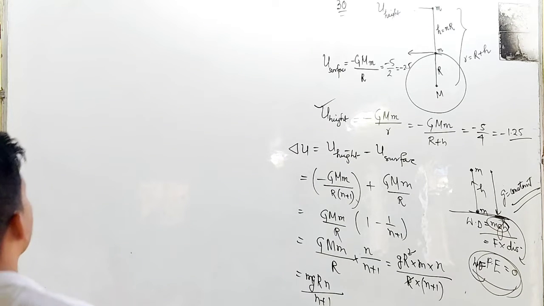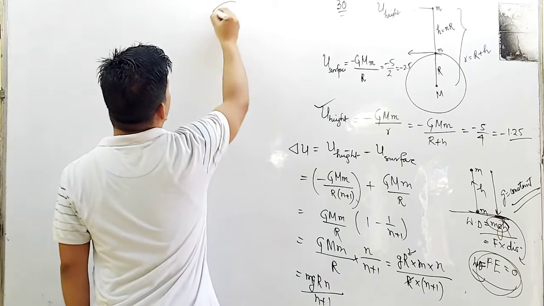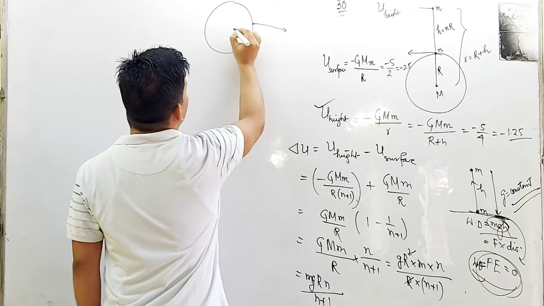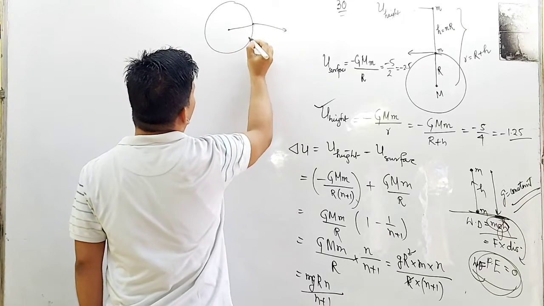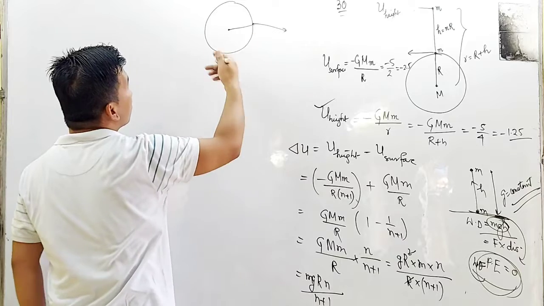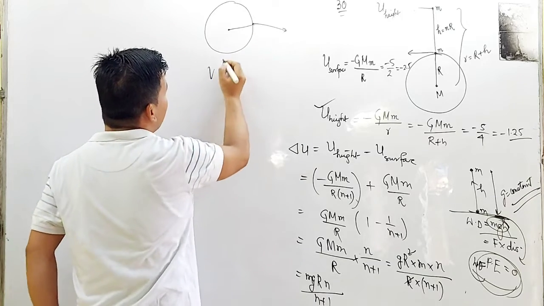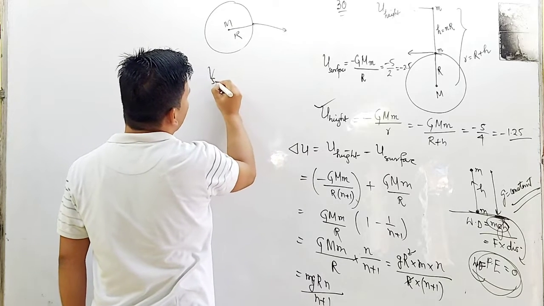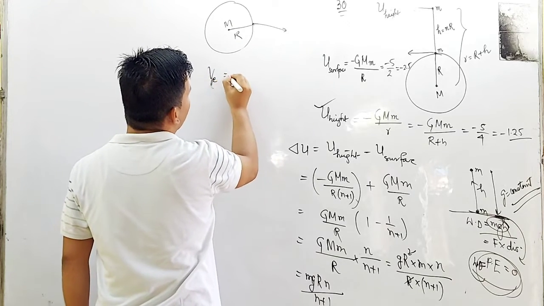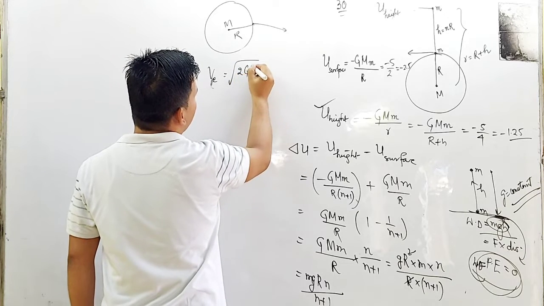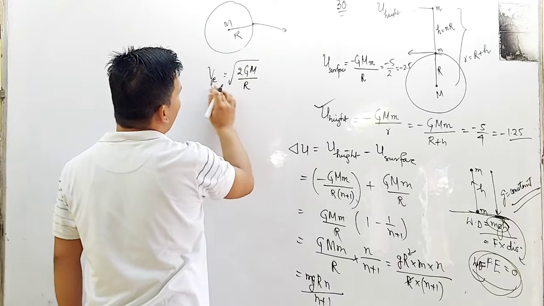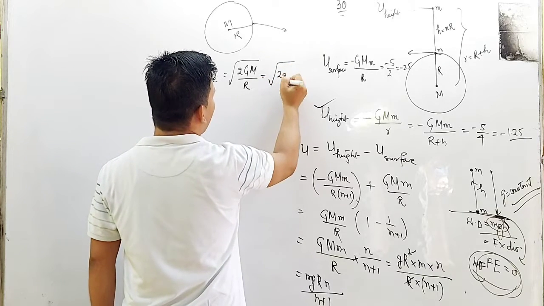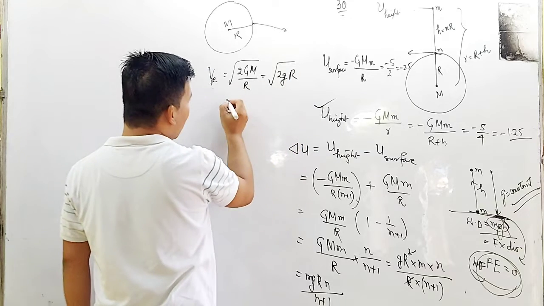Escape velocity is the velocity with which any object must be projected from the surface so as to escape the gravitational pull of the planet. Here, the escape velocity from the surface is equal to root over 2 times capital G M divided by capital R, which will also be equivalent to root over 2gR.